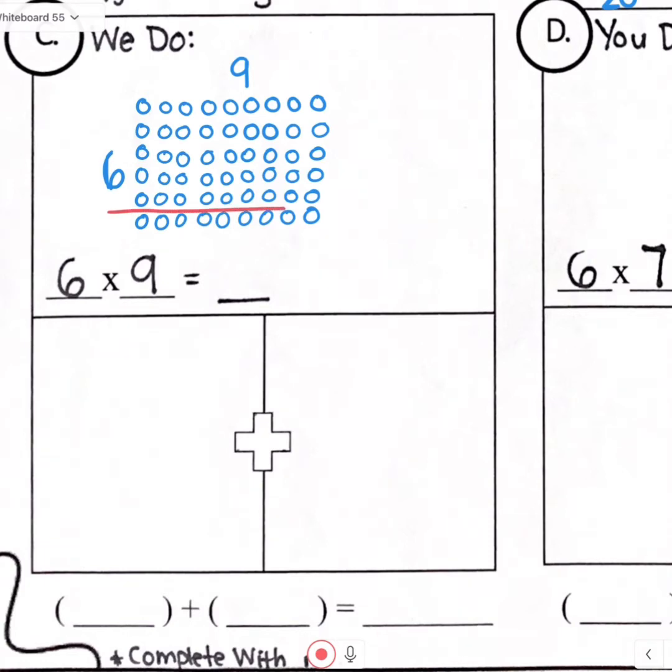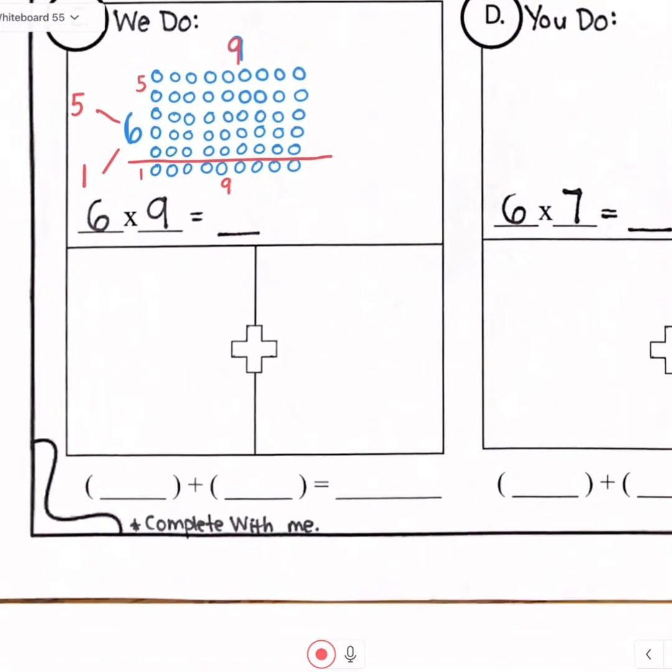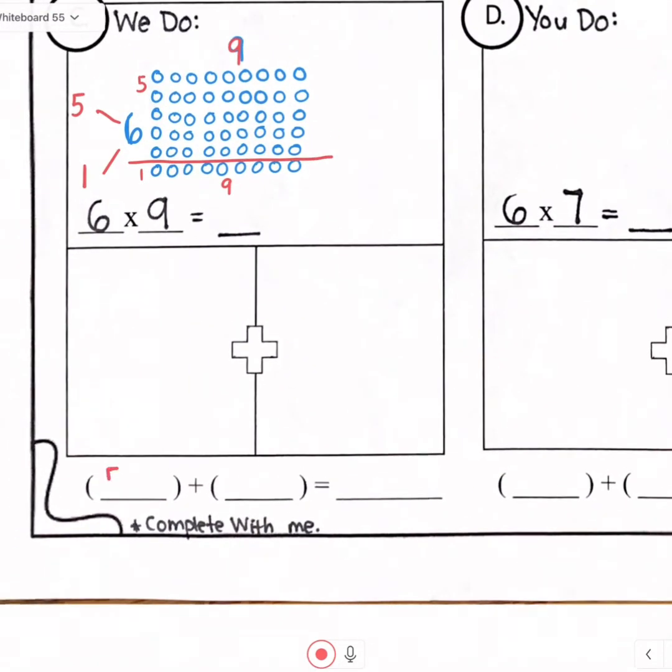So I'm going to go ahead and split this 6 apart into 5 and 1, and then down here I have 1 times 9, and up here I have 5 times 9. So I'm going to go ahead and write my problems down below. 5 times 9 and 1 times 9. So I'm going to draw my arrays now, and I'm going to label up here just so I keep it straight. 5 times 9 and then 1 times 9.